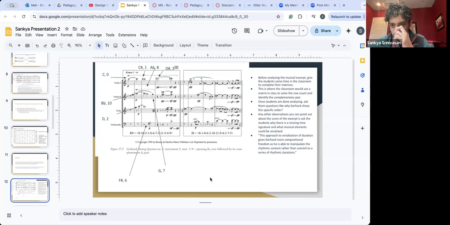So before analyzing the musical excerpt, give the students some time in class to complete their matrix. Now this is where the classroom uses a matrix to solve the row count and identify the complementary pair. Once students are done analyzing, ask them questions like why the composer chose this specific order. Are there any observations you can point out about the score, like why is there a missing time signature, and what musical elements could be serialized?